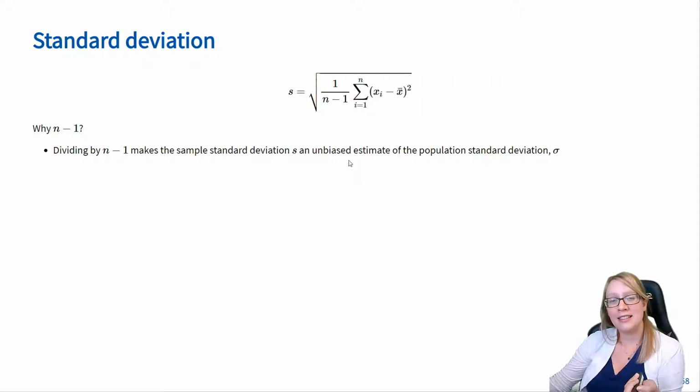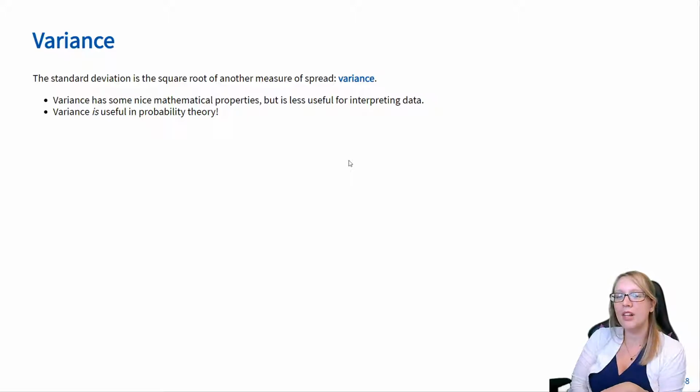That means that this formula gets as close as we can to estimating the true standard deviation of a population, which we will call sigma. So if you wonder why we're dividing by n minus 1, it's just to get a more accurate picture of the standard deviation. There's another term for variability that you'll often see floating around, and that's called the variance.